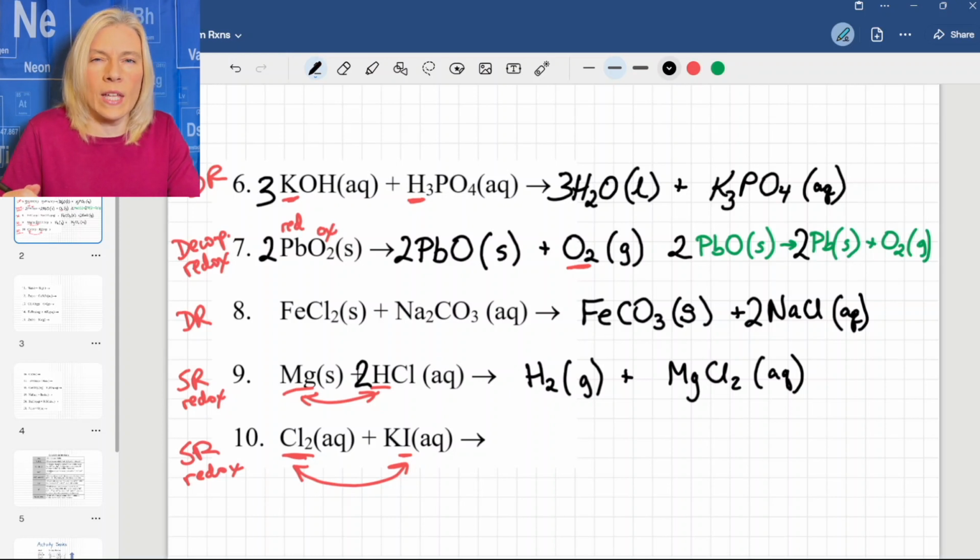Chlorine is above iodine. Iodine is on the bottom, so that means iodine wants to be neutral, and chlorine wants to gain electrons more. Chlorine wants to be ionic. So yes, they will switch places.